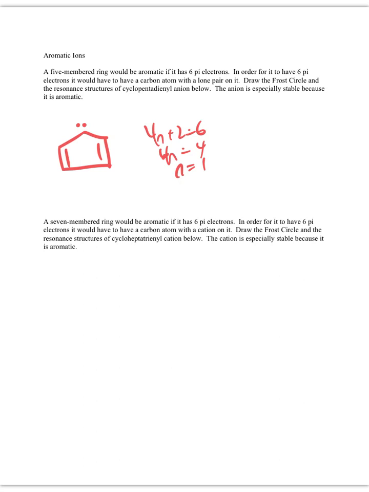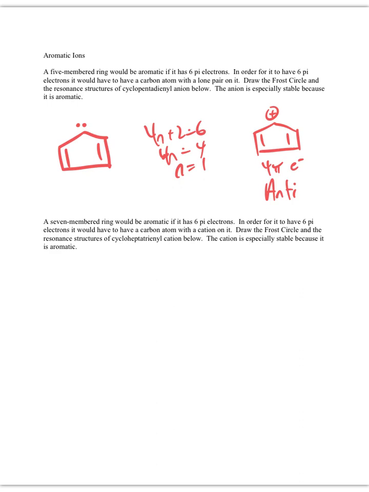If we go to the cyclopentadienyl cation, while we have a continuous pi framework, we only have 4 pi electrons. So this would be anti-aromatic. It depends on how many pi electrons we have, whether it's aromatic or anti-aromatic.